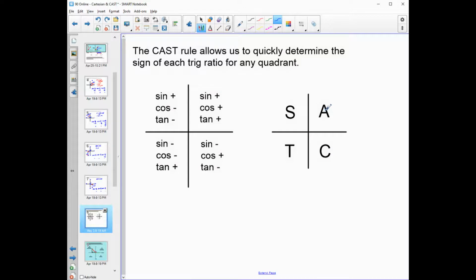So we found that when we put our terminal arm in quadrant 1, all of the ratios were positive. When we put our terminal arm in quadrant 2, only sine was positive. When we put our terminal arm in quadrant 3, only tangent was positive. And when we put our terminal arm in quadrant 4, only cosine was positive. So that's the first thing we want to take away from those 4 examples. The second thing that we're about to build on, I just want to run through one last time.